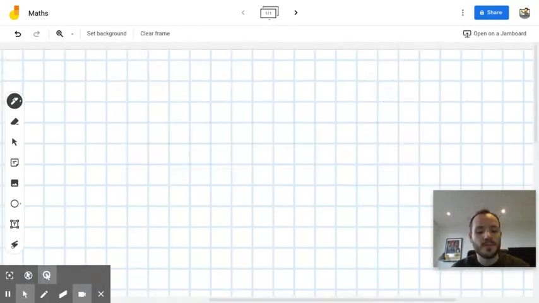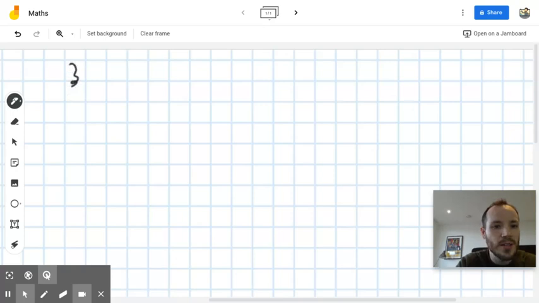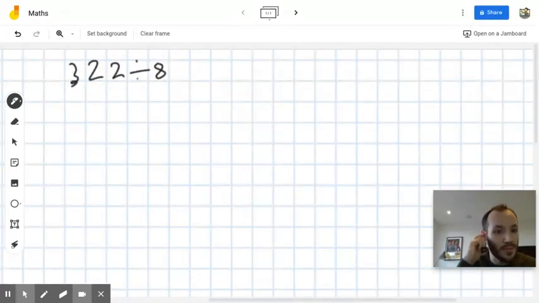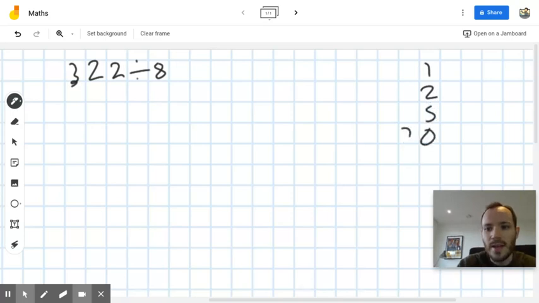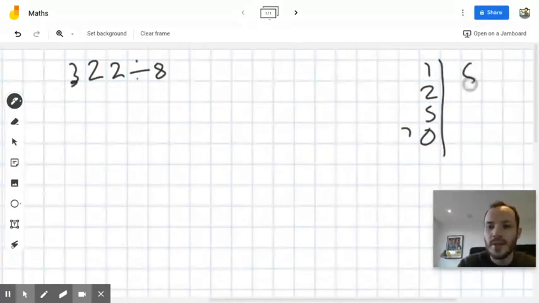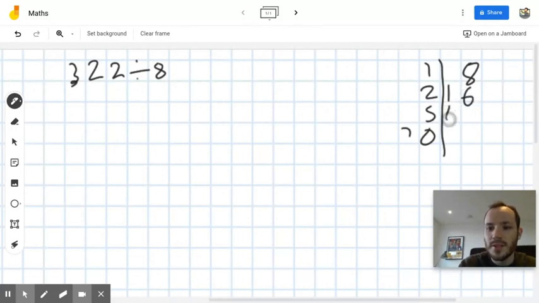Right, so now let's look at division. We're doing loads of division, so we should be really good. I'm just going to do 2 examples of division questions, one with remainders, one without, just as a recap. 322 divided by 8. A pretty big question, this one. I'm going to write my key facts here: 1, 2, 5, 10, and my 8 times table. 1 times 8 equals 8, 2 times 8 equals 16, 5 times 8 equals 40, 10 times 8 equals 80.